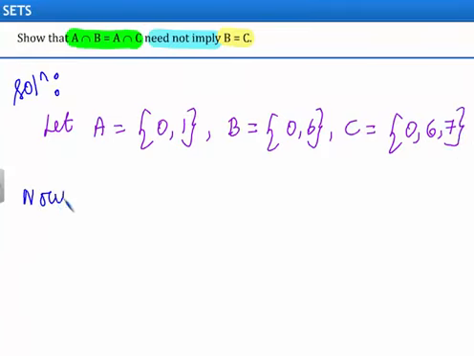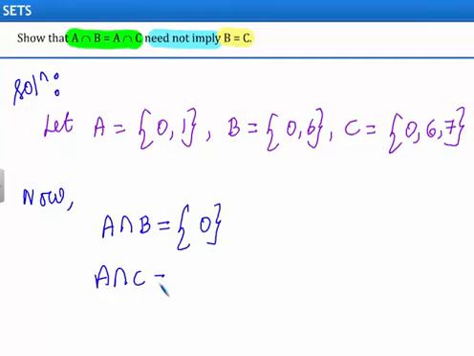Now, let us find A intersection B. This will be equal to the set of all elements which are in both the sets A and B. Here it is 0 alone. So A intersection B is equal to {0}. Next, let us find A intersection C. This will be equal to the set of all elements which are in both the sets A and C. This is also equal to {0}.